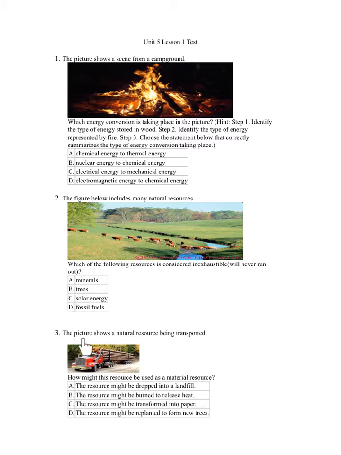Number 3. The picture shows a natural resource being transported. How might this resource be used as a material resource? A. The resource might be dropped into a landfill. B. The resource might be burned to release heat. C. The resource might be transformed into paper. D. The resource might be replanted to form new trees.